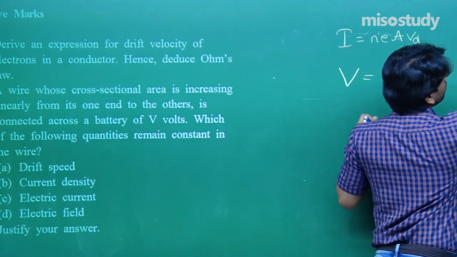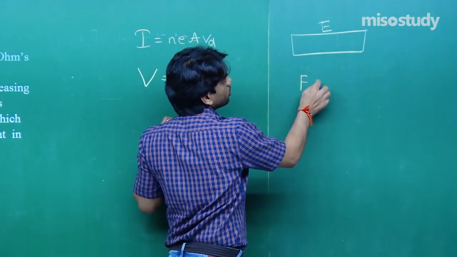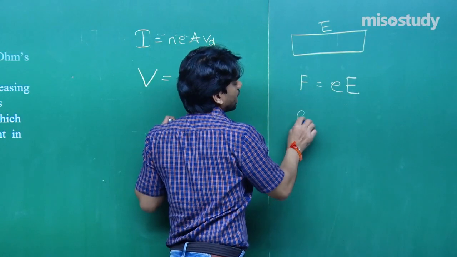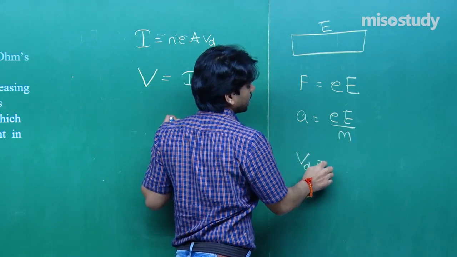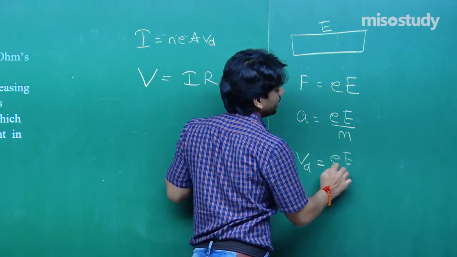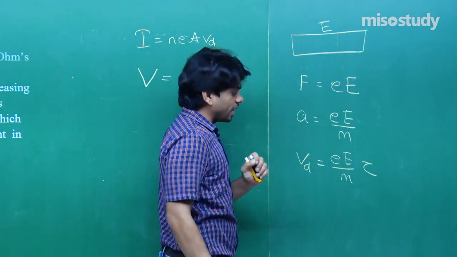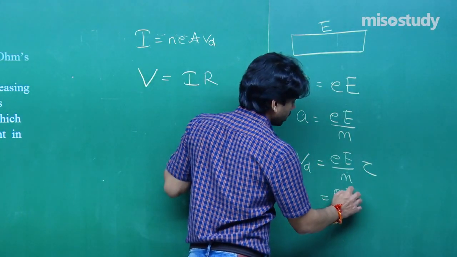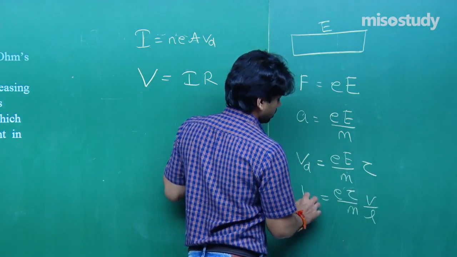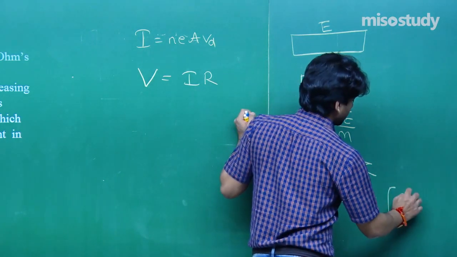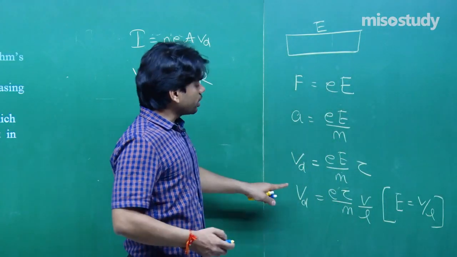First of all, let's say across the conductor we have applied an electric field E. So the force acting on the electron will be eE. Acceleration will be eE by m, and the drift velocity that it has possessed will come out to be eE by m into tau, where tau is the relaxation time. Now the electric field we can write as V by L. So v_d is e tau by m, V by L. I am using this electric field E equal to V by L from here. So we got this value of v_d.